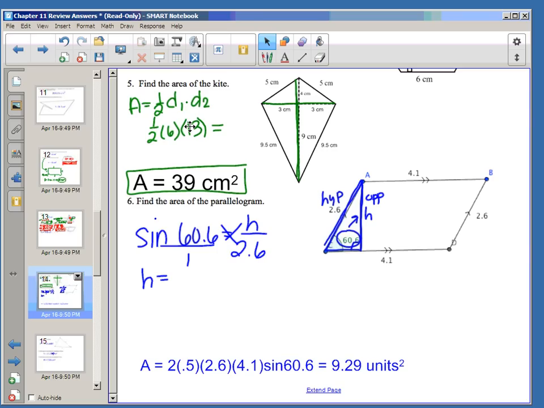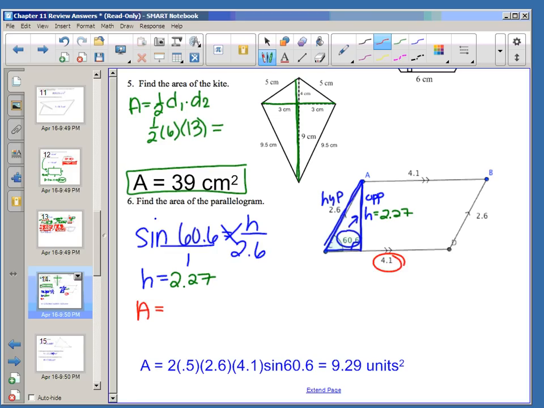Sine of 60.6 times 2.6 gives me a height of 2.27, let's say. All right, so I now know my height is 2.27. So I go to the area formula, which is base times height. My base is 4.1, and my height is 2.27. I get an area of 9.3 centimeters. Oh, I didn't tell you this is centimeters, so we're just gonna call it units squared.